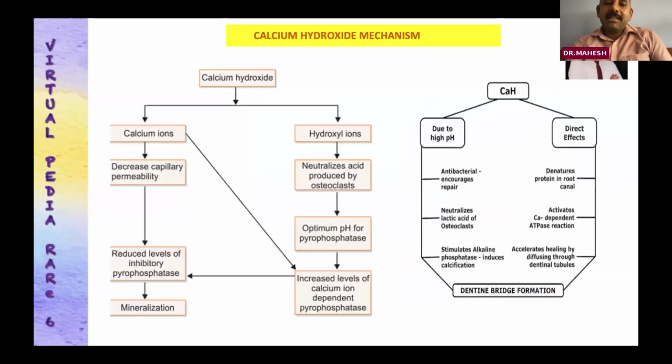So this is the mechanism of action of calcium hydroxide. When we get a calcium hydroxide, it dissociates into calcium ions and hydroxyl ions. So it inhibits the pyrophosphatase action, leading to mineralization. So calcium hydroxide has got antibacterial properties. It neutralizes the lactic acid of your osteoclasts. It stimulates alkaline phosphatase to induce calcification to produce a dentinal bridge formation.